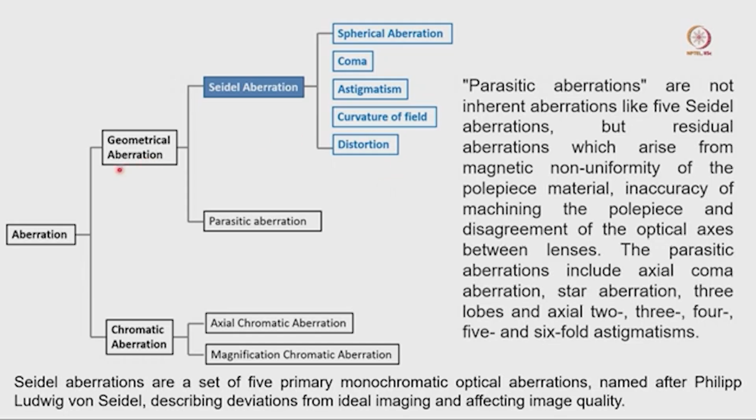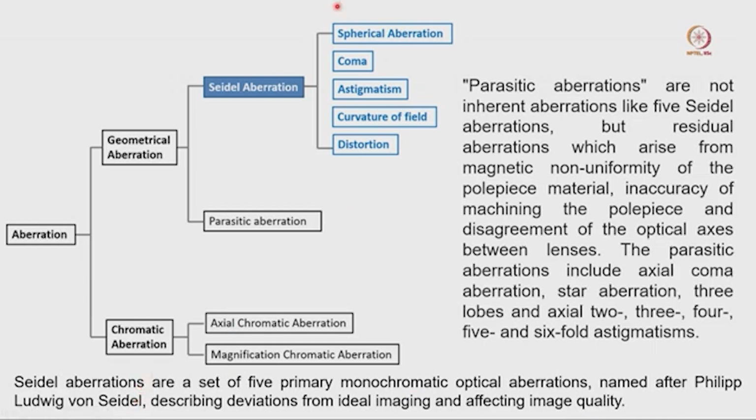So if you just go to that JEOL website, you can see these different types of aberration. In the schematic diagram you can see there is a geometric aberration and the chromatic aberration. The geometric aberration is split into two halves. We are more interested in these five aberrations, called the Seidel aberrations. The Seidel aberration name came from Philipp von Seidel.